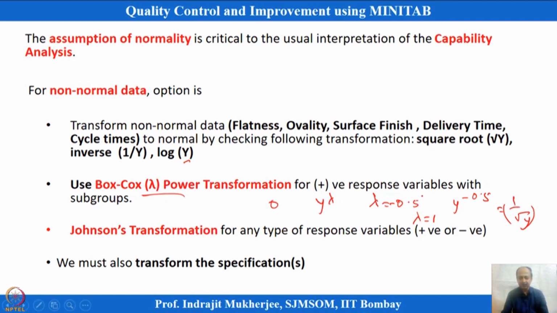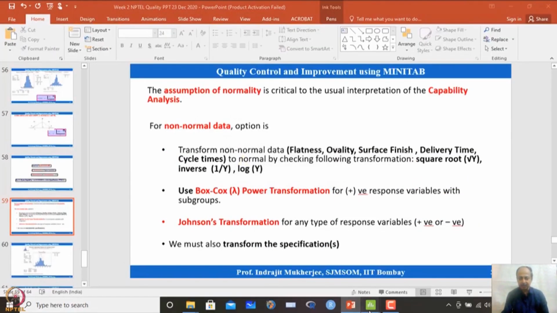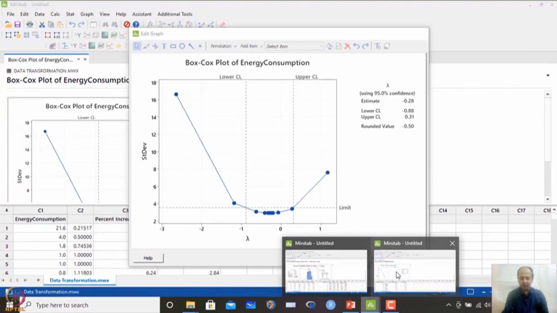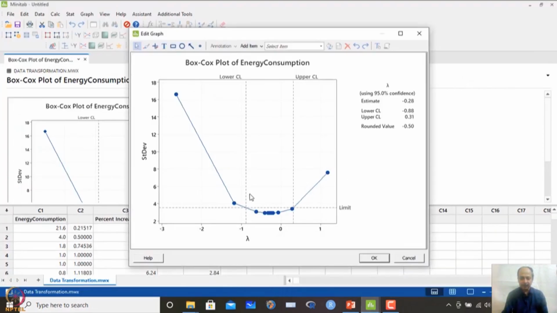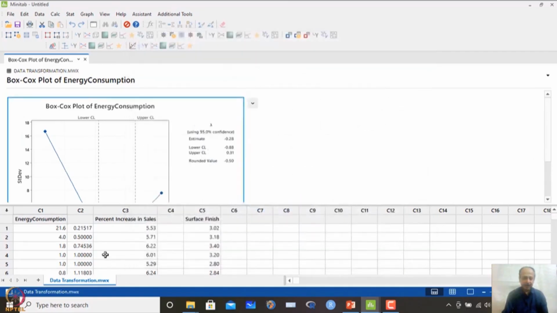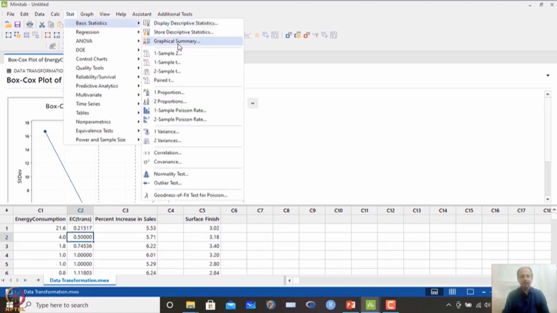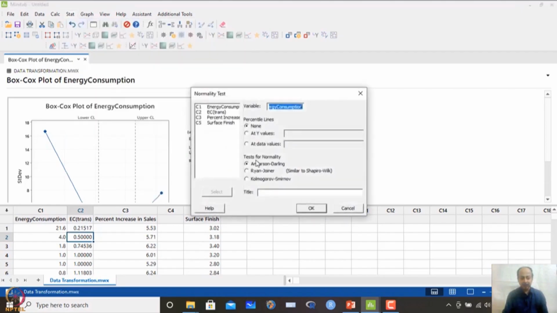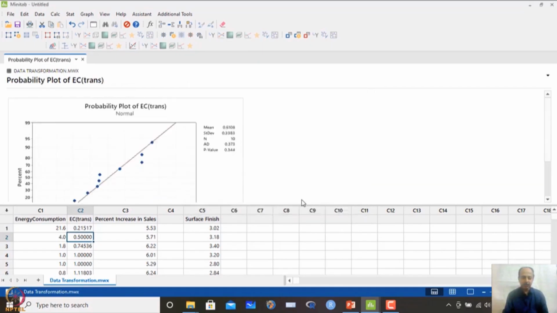So, these are the interpretations of lambda, and in this calculation MINITAB has also given you some options to explore whether this can be converted. The conversion with 0.5 is done over here and the values are given. So, this is the energy consumption, and this is the transformed energy consumption. Let us try to see whether it is normal now. It may work, or may not work.